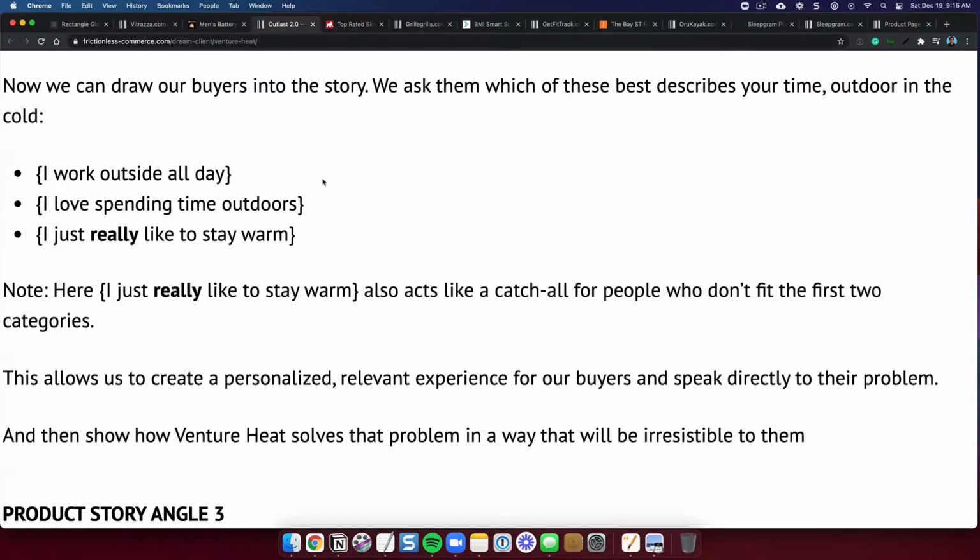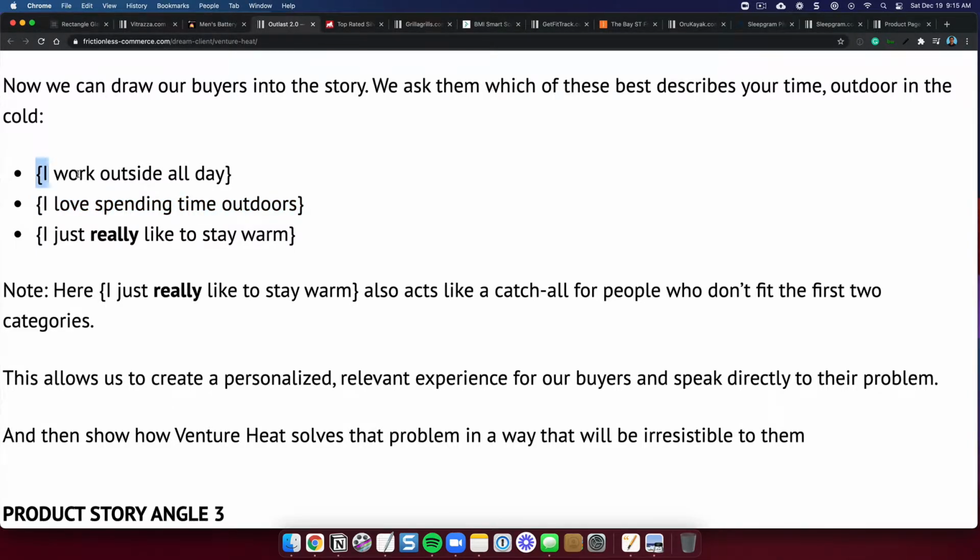So what we wanted to do was help that user self-segment themselves. So we've given them three active participation elements. One says, I work outside all day. So we're assuming that a lot of their customers would be people who are working outdoors, who spend a lot of time outdoors, and that's why they need something to keep them warm. So, I work outside all day, but it could also be someone who likes to spend time outside, not just for work. And it could also be someone who just really likes to stay warm. The really likes to stay warm option is essentially being used as a catch-all for people that don't fit into this group or this group.